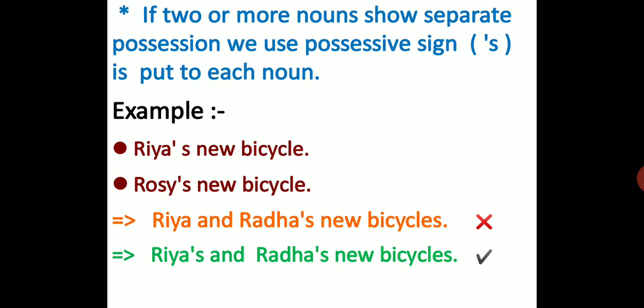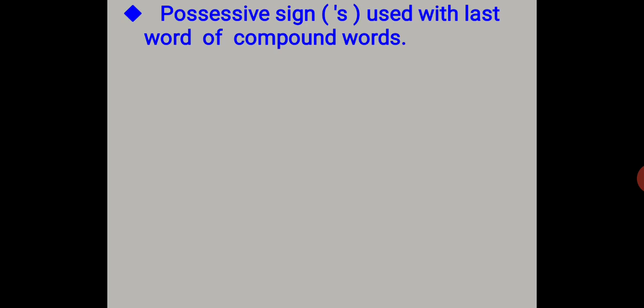Have you understood? I hope you will understand properly with this example. Let's move on. The next rule is: the possessive sign, apostrophe s, is used with the last word of compound words. As we know, a compound word is the combination of two or more words. It is called a compound word, right?